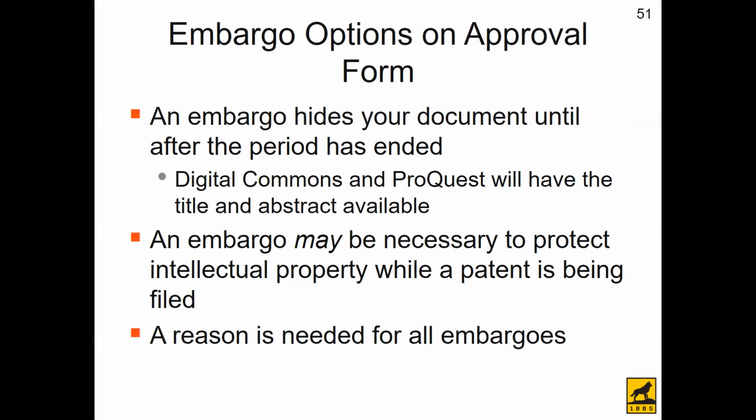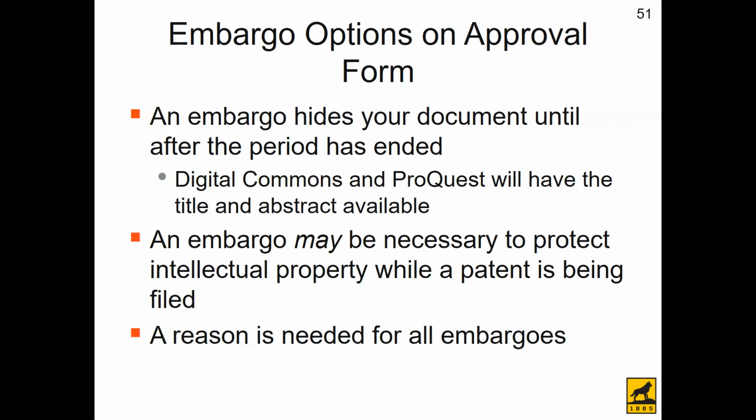The other thing that you will select on your approval form are your embargo options. What an embargo means is that it will hide your document until that period has ended. On Digital Commons and ProQuest, you'll have the title and the abstract available. Those are public things. If there's some reason why your abstract can't be published, we can work with you on that, but I haven't had anyone have that issue in many, many years. I think I've had one in the last 10, 11 years I've been doing this.